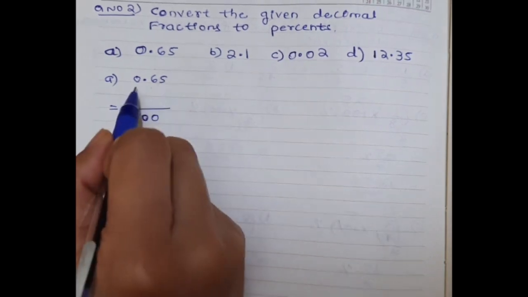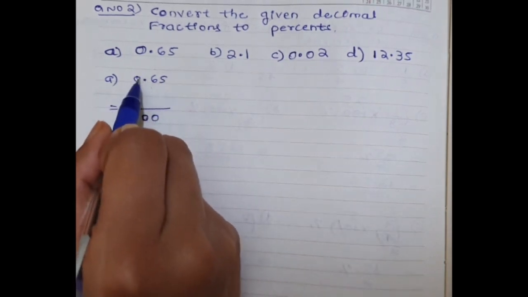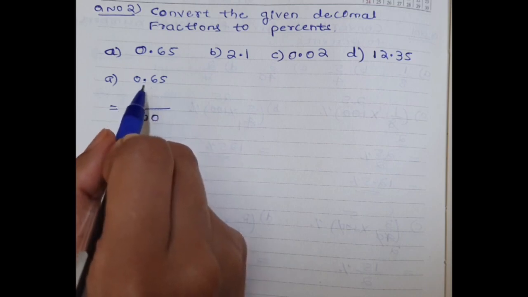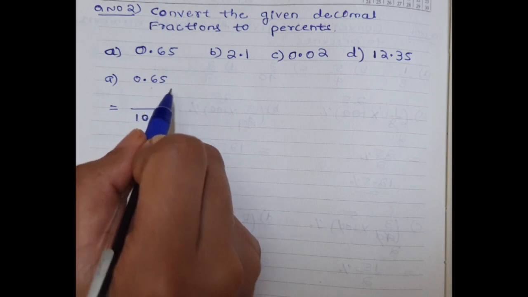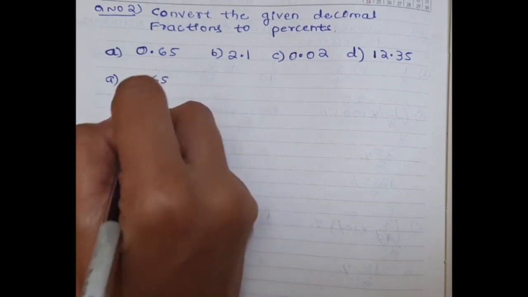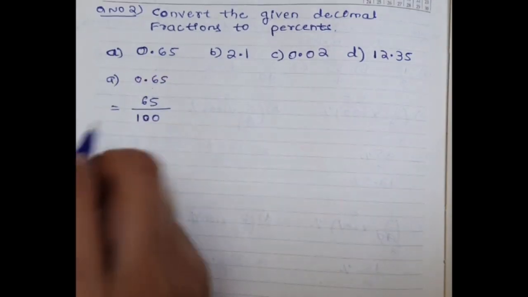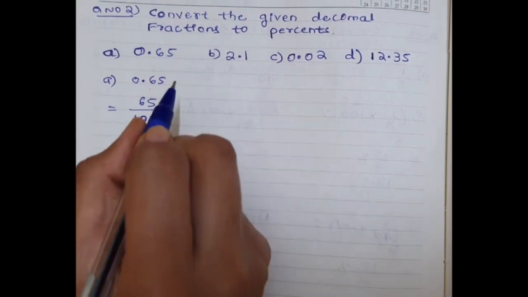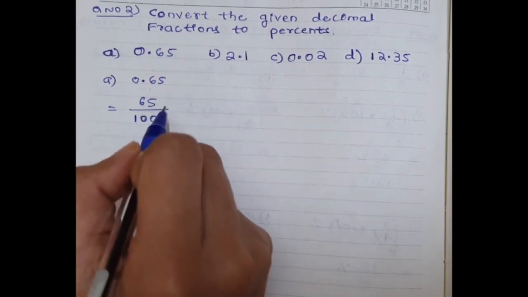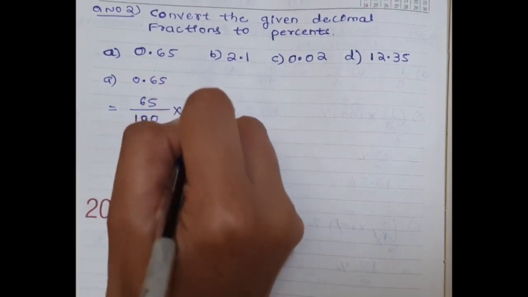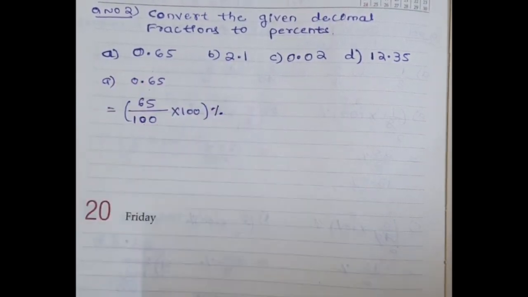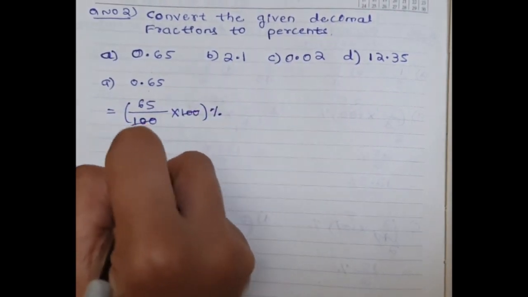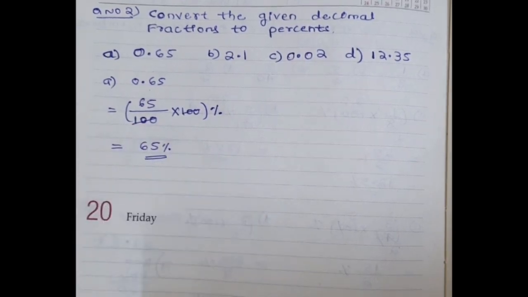Then, in the numerator, write the number without a decimal point. Do not write this decimal point, just write the number. So if I write this number without a decimal point, 0.65 is nothing but 65 itself. Right? Now we have converted this into the fraction. Now we can easily convert this into the percentage because we have learned this in the previous example. Just multiply this with 100 and put a percentage symbol. This 100 got cancelled. So the final answer is 65 percentage.